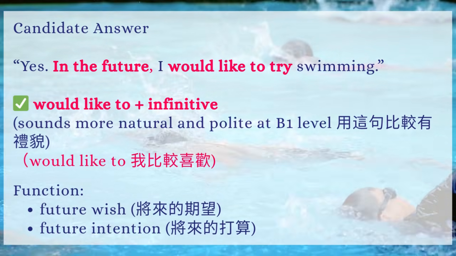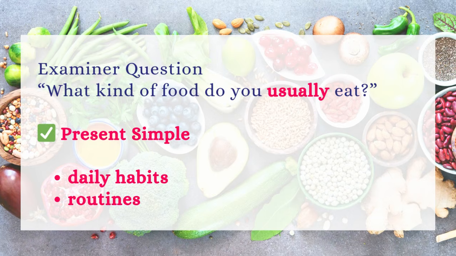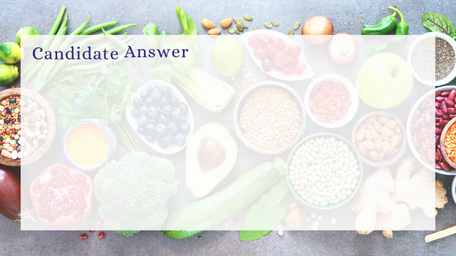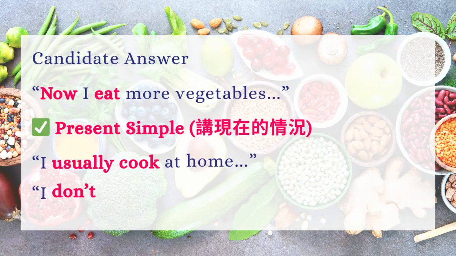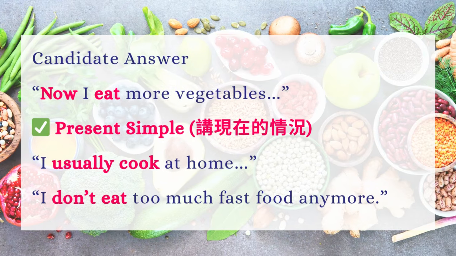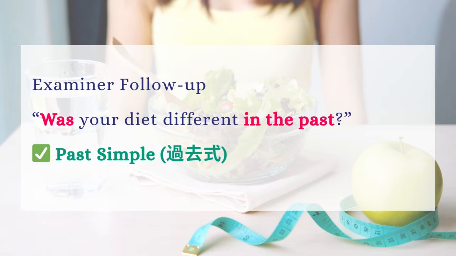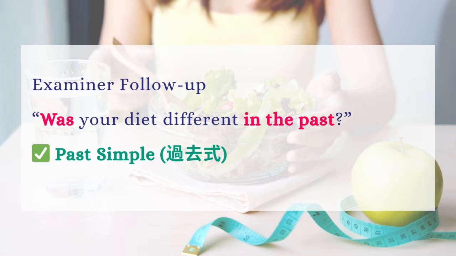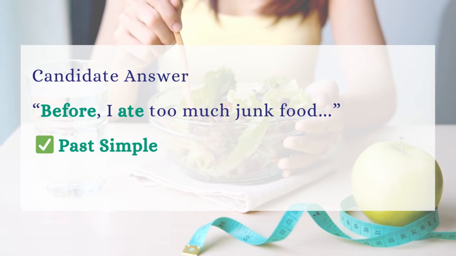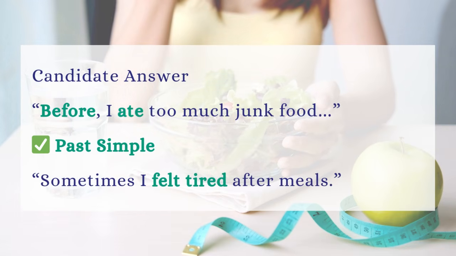Let's talk about food now. What kind of food do you usually eat? Now I eat more vegetables, fruit, and chicken. I usually cook at home because it is healthier. I don't eat too much fast food anymore. Was your diet different in the past? Yes, very different. Before, I ate too much junk food and drank many soft drinks. Sometimes I felt tired after meals.